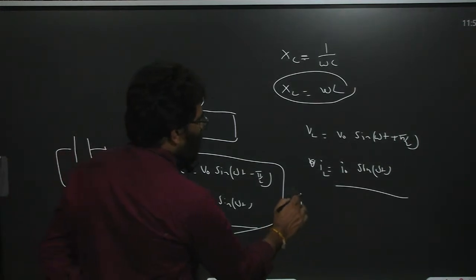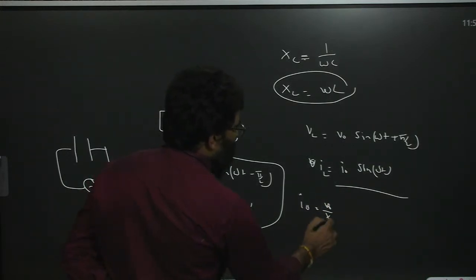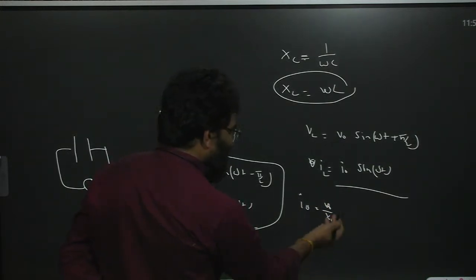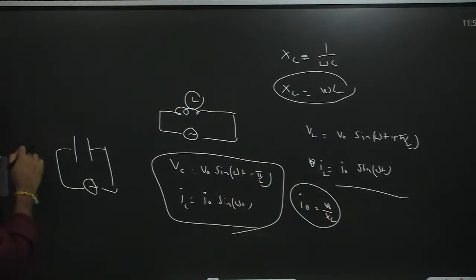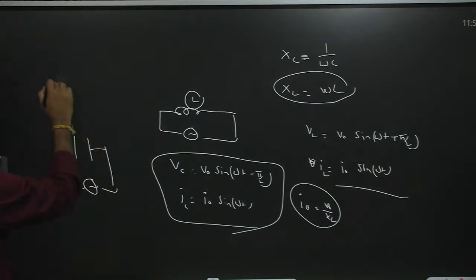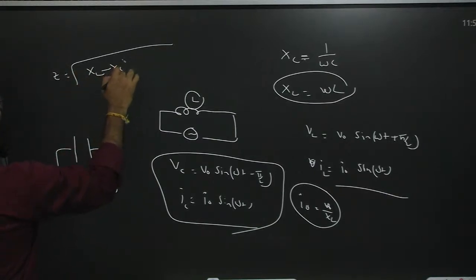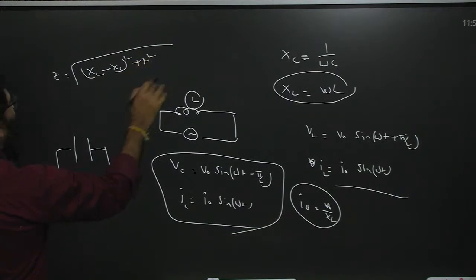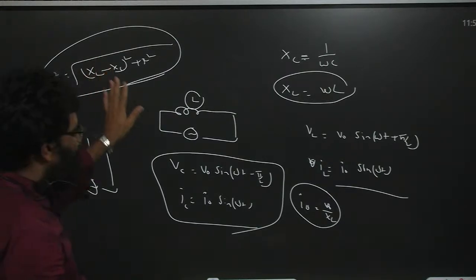I naught is V naught by XL or XC. So that is called impedance. Inductive reactance is different, and impedance is the total resistance offered by the capacitor or inductor: the square root of (XL minus XC) whole square plus R square. That's called impedance, the total resistance offered.